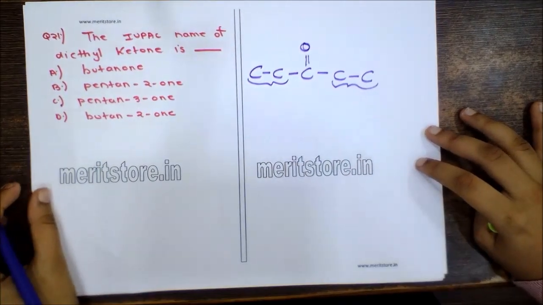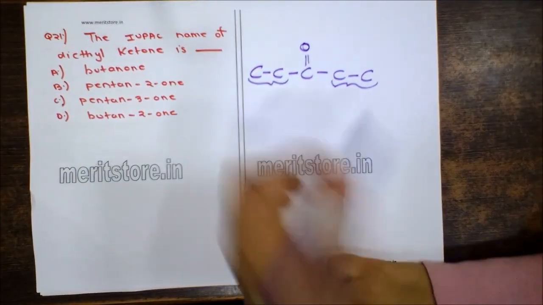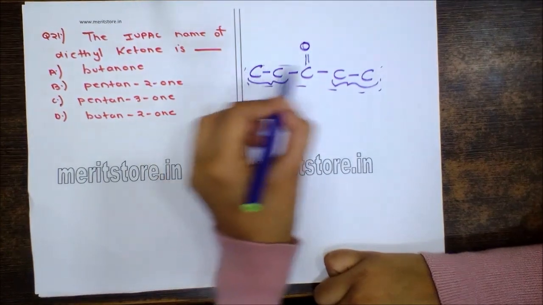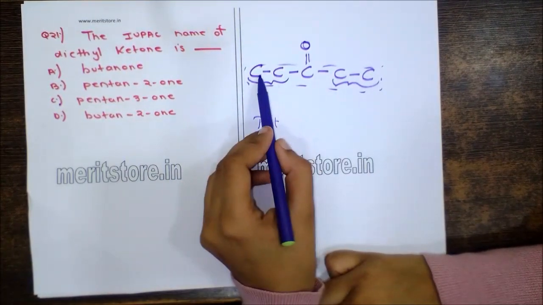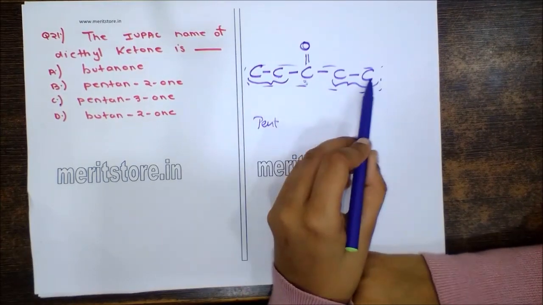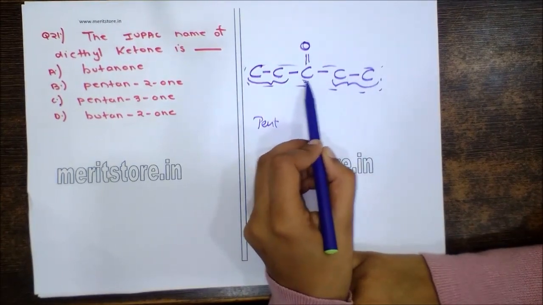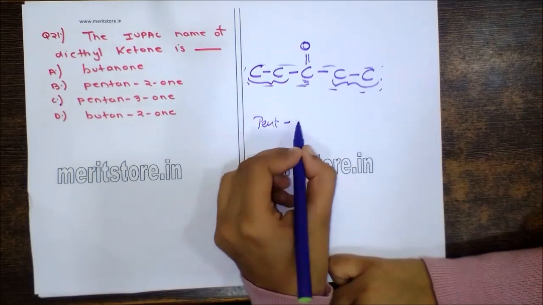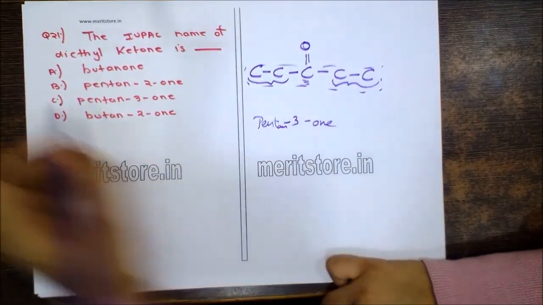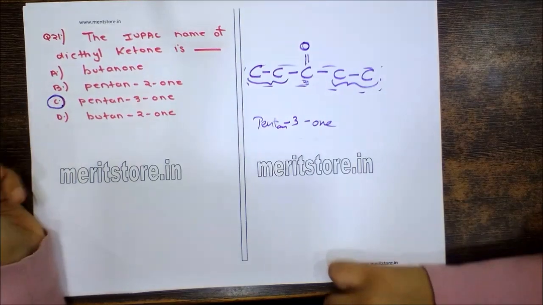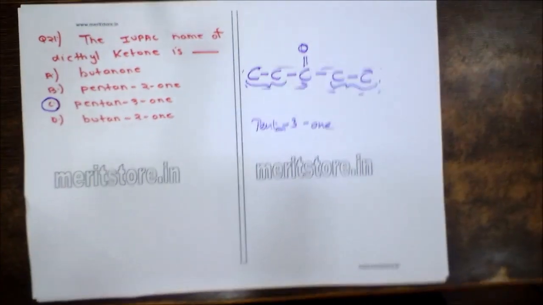So now for the IUPAC nomenclature, we will first use the longest chain rule. My longest chain is 1, 2, 3, 4, 5. So it will be pentane. My shortest number rule is 1, 2, 3. And from here also it will be 1, 2, 3. So my shortest number is 3. So pentane 3-one. Option C, pentane 3-one, is my correct answer.